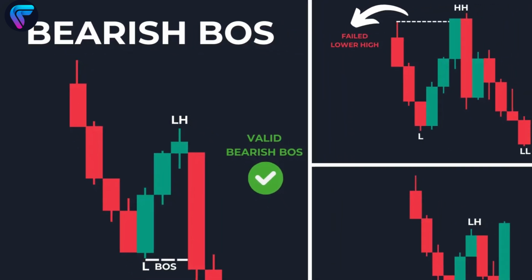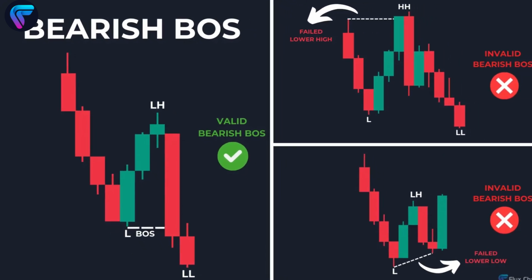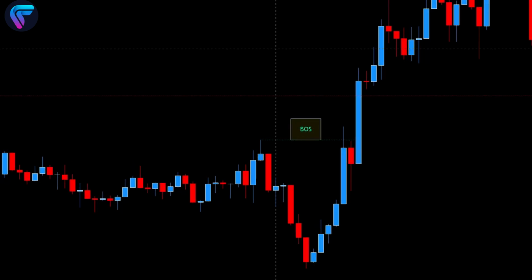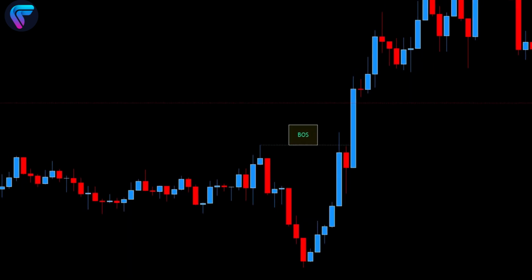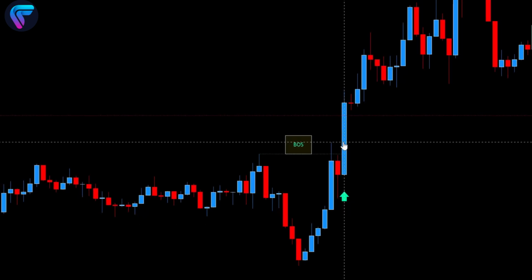An important point to remember is that the BOS isn't necessarily a signal to enter a trade immediately. It serves more as a confirmation of the market's direction. It's not about identifying the ideal entry or exit point, but rather about affirming the market's overall trend.